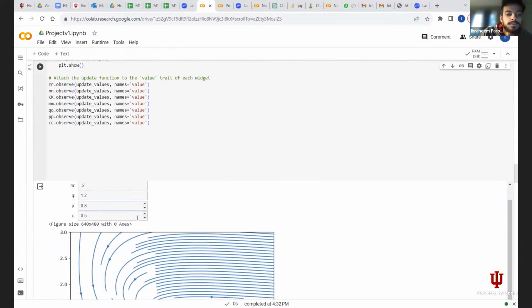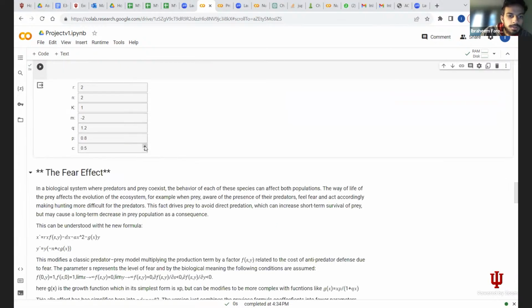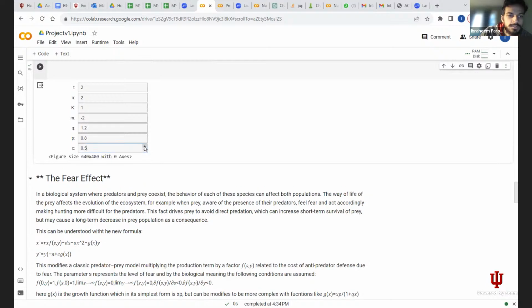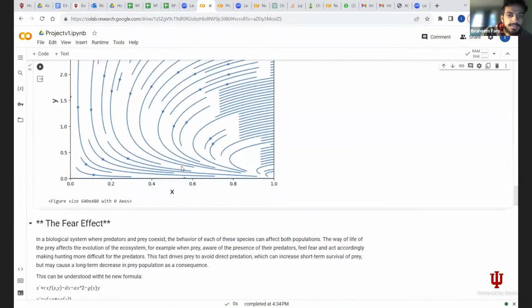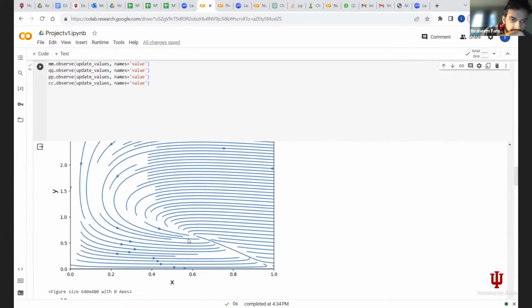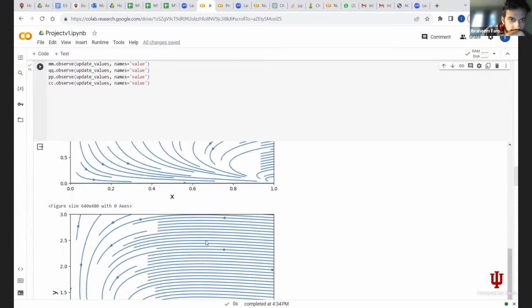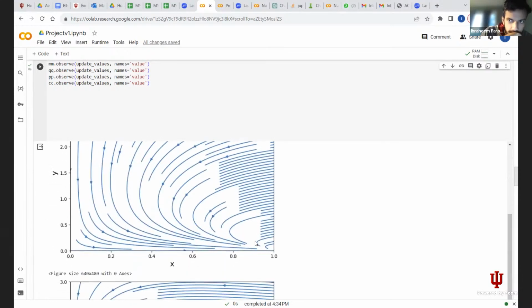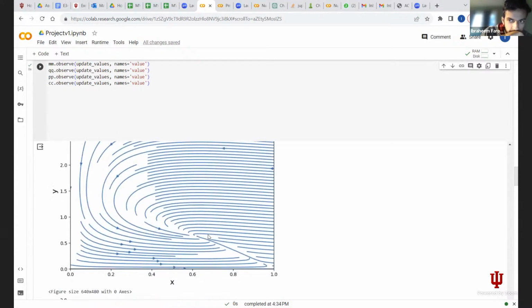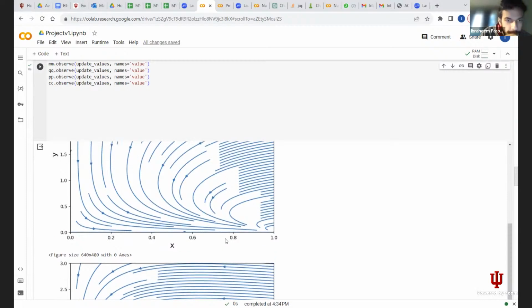And if we increase the predator decay rate, let's restart this again. If we increase the predator decay rate, we will see that the equilibrium for the predators is lower than what we started with. That also makes sense because that means the predators are dying faster.